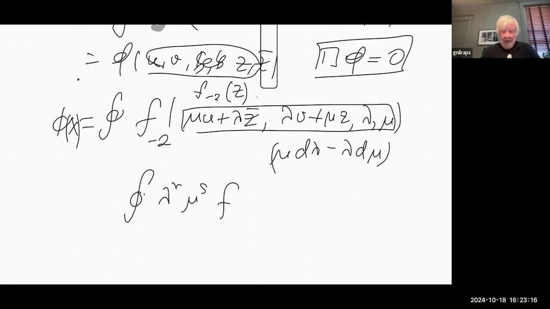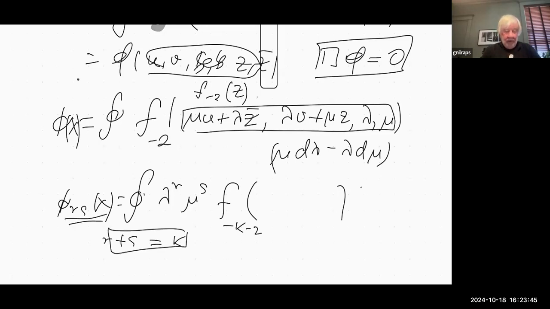You do the same thing here. I won't rewrite it. Put in some powers of lambda and mu, you get something that's got indices depending on r and s. These are integer powers. And now you can put in a -k -2 there. And in order for everything to balance, r plus s must be k. And so you get a bunch of fields here labeled by these integers r and s. And this, in the end, can be shown to describe spinor massless fields.